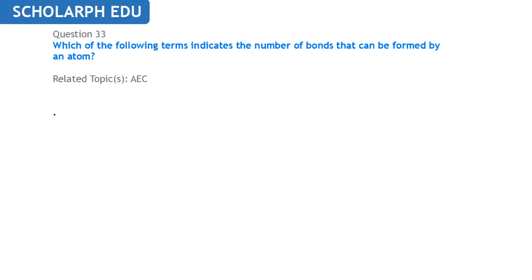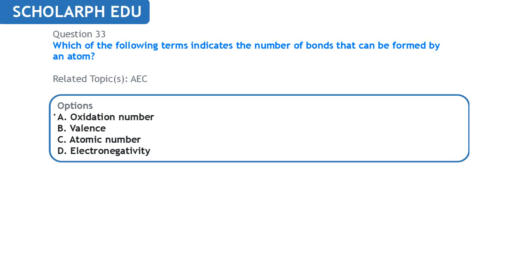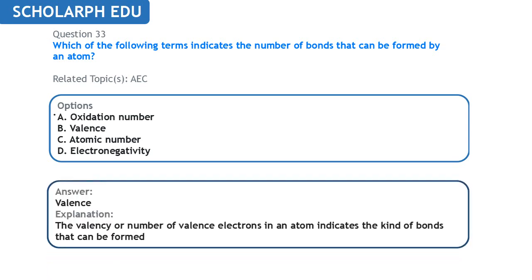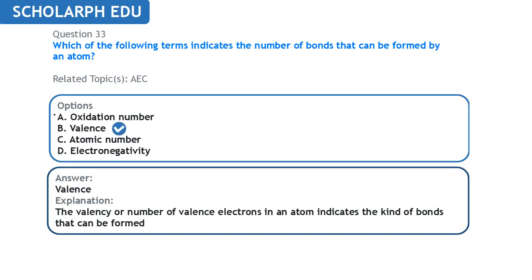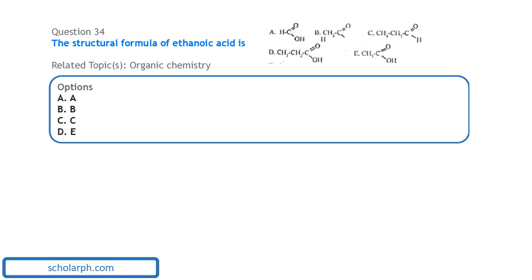Alright, which of the following terms indicates the number of bonds that can be formed by an atom? That is the valency. The valency is determined by the number of valence electrons in an atom, that is the number of electrons in the outermost shell of that atom, and that number determines or indicates the number of bonds it can form.